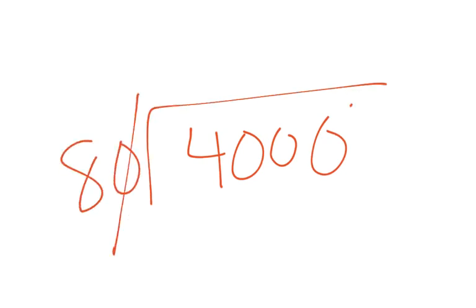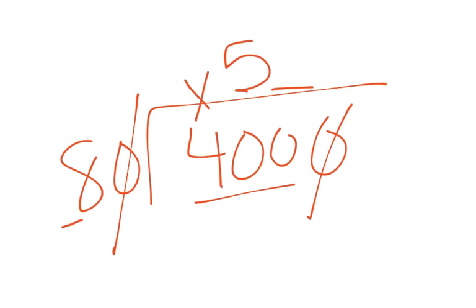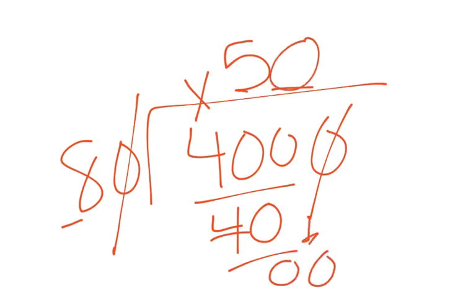You can get rid of a 0, get rid of a 0. How many times can 8 go into 400? 8 can't go into 4, but it can go into 40. 5 times, 8 times 5 is 40. Bring down the 0. 8 cannot go into that, so it's 50. So your answer is 50 crates.